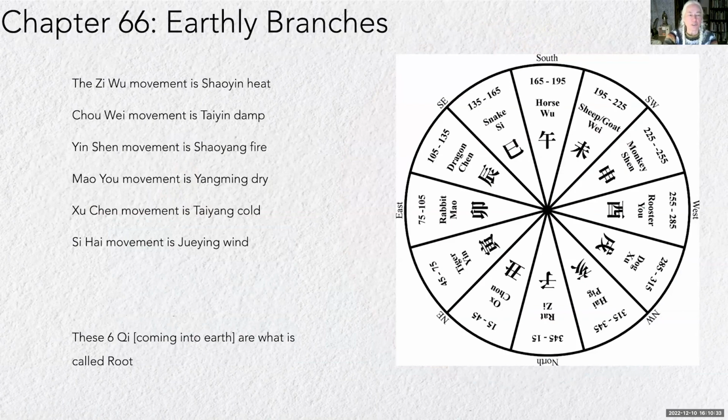It says in this chapter that the Ziwu movement is Shaoyin heat, tying together the Liu Jing with the Liu Qi. Chou Wei movement is Taiyin damp. Yin Shen movement is Shaoyang fire. Mao You movement is Yangming dryness. Xu Chen movement is Taiyang cold. And Si Hai movement is Jueyin wind. So these are the 6 chi coming to earth. And it says this is what is called the root.